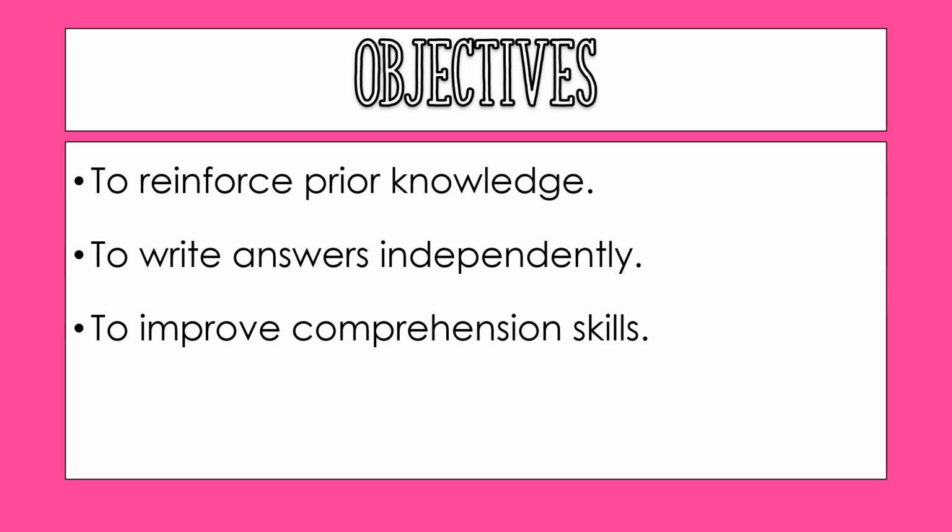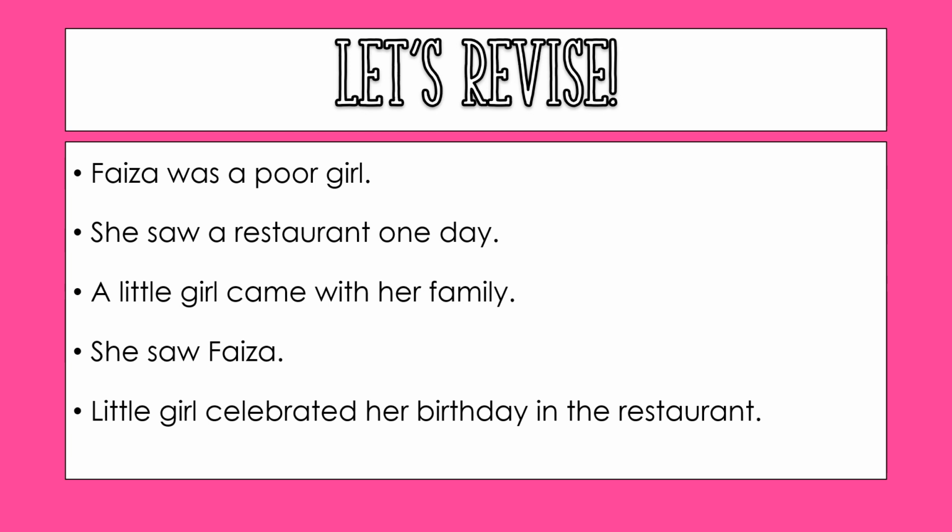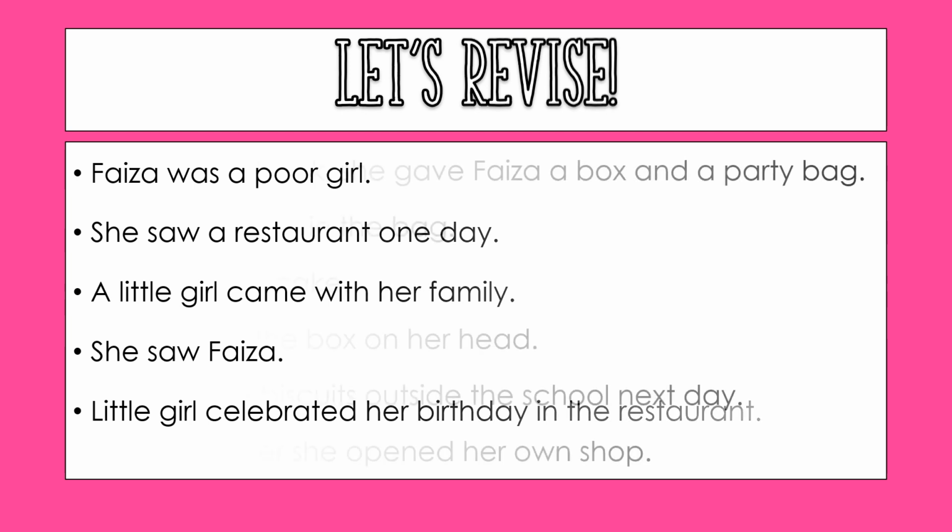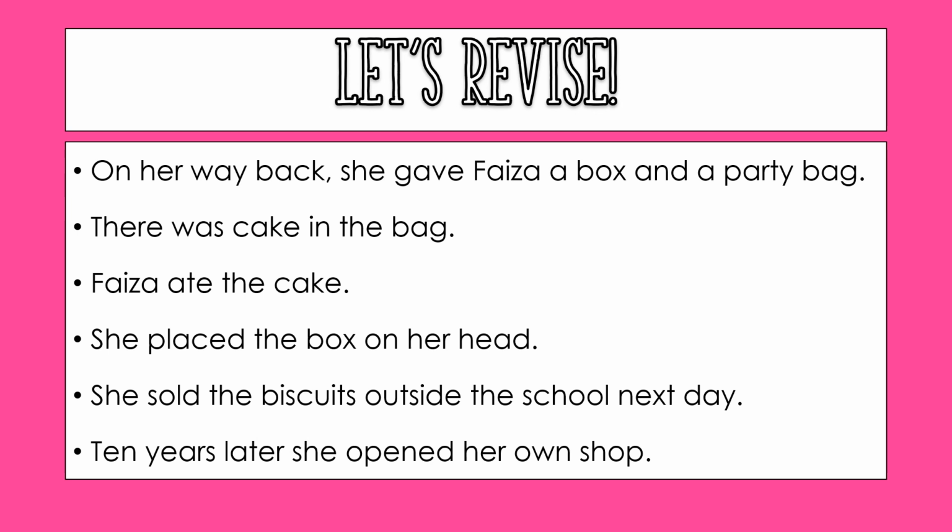Now let's revise. As we learned in our previous class, Faiza was a poor girl and she saw a restaurant one day, and over there she saw a little girl who came with her family. The little girl saw Faiza and she was there to celebrate her birthday. On her way back, she saw Faiza standing and she gave her a box and a party bag.